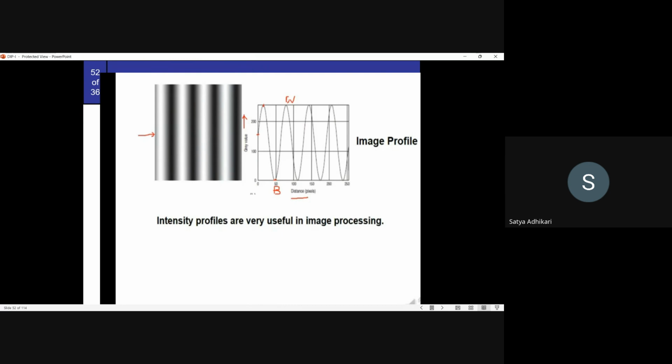So these profiles are very useful for image processing. When we do image processing, the image profile helps for different processes of digital image processing.